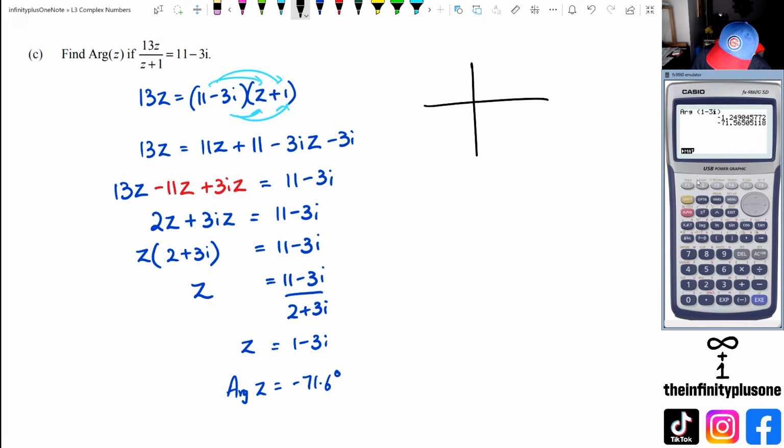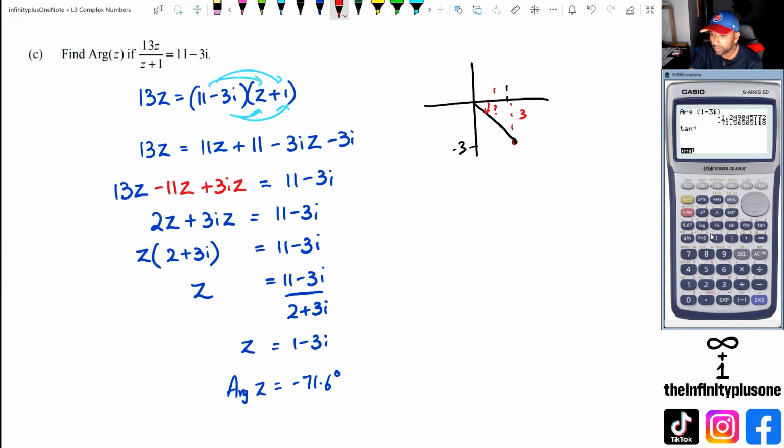To do this manually, you would need to plot 1 minus 3i. So that's going to be 1, and that's going to be negative 3. Basically, what you're trying to figure out is this particular angle here. If you look at it, we've got 1 and 3, so you could use tan. It might work, but let's just try it out.